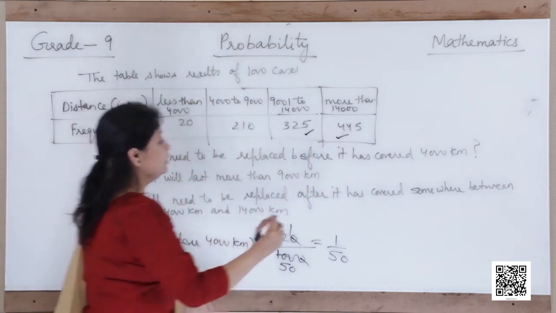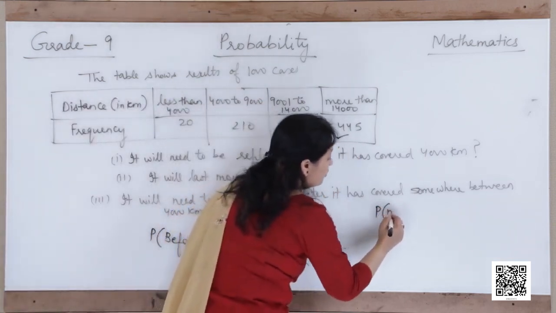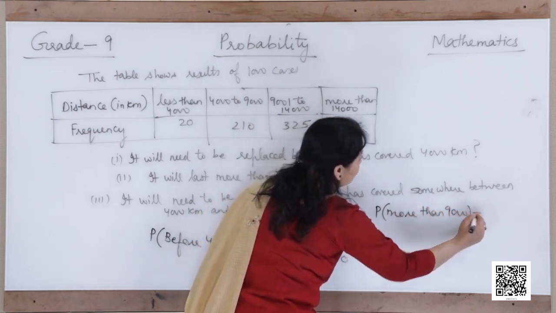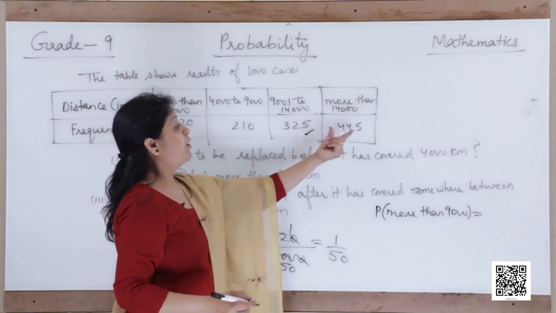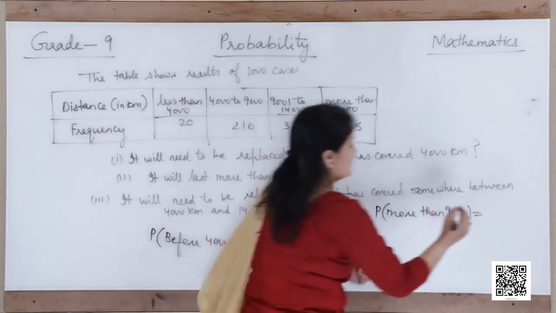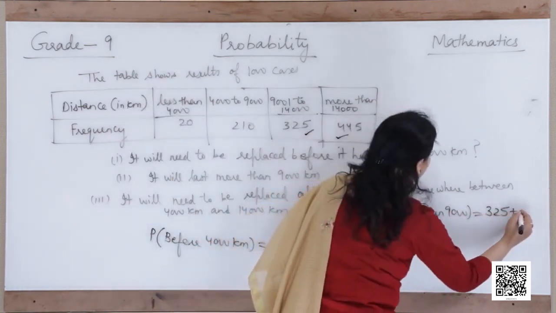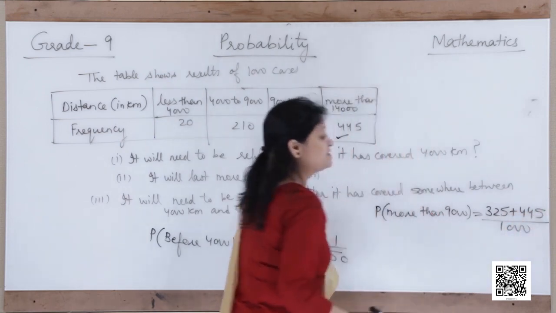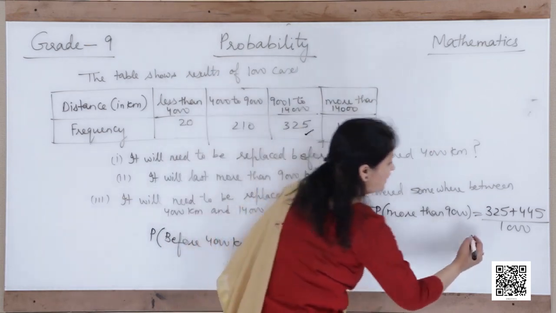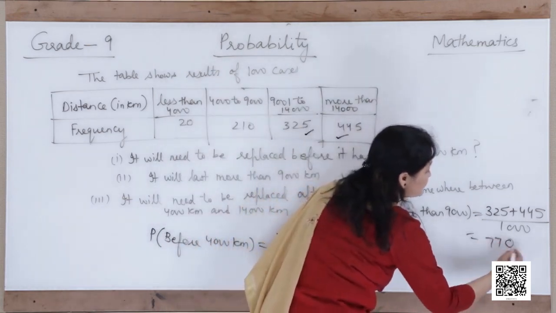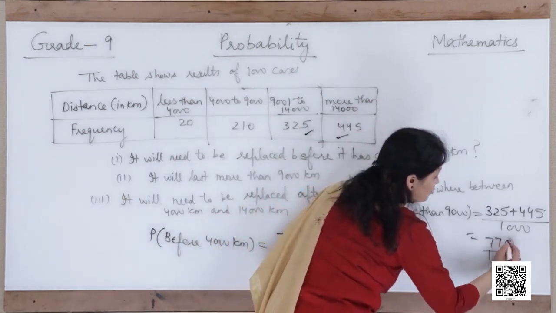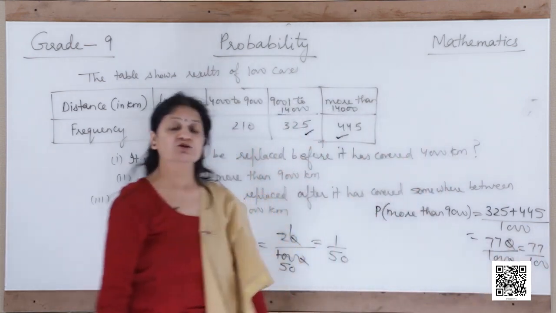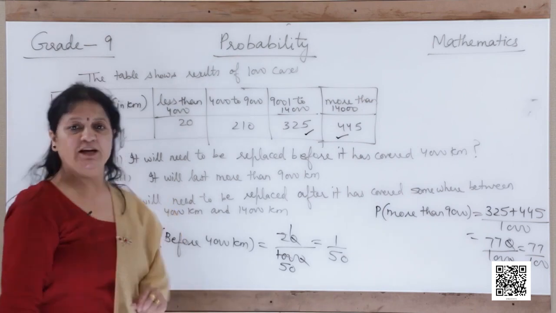So that means probability of more than 9,000 is 325 plus 445 divided by total outcomes, which is 1000. How much is 325 plus 445? 770 by 1000 or 77 by 100. So that is the answer for the second part.